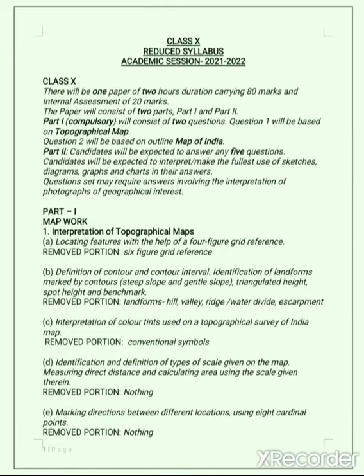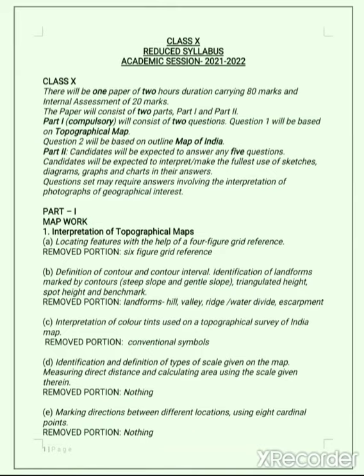Next, you should know the definition of contour and contour interval, and you should be able to identify landforms marked by contours. Now here in this reduced syllabus only 2 types of landforms are given, steep slope and gentle slope. So you should be able to identify these 2 landforms only. In the previous syllabus, other landforms which were given were hills, valleys, ridges or water divides and escarpments, but these landforms have not been included in the reduced syllabus, so you need not do it.